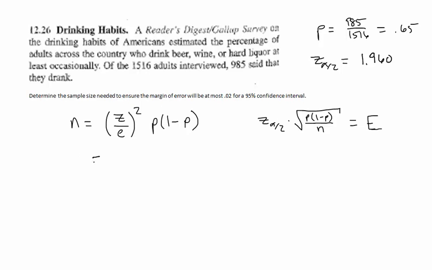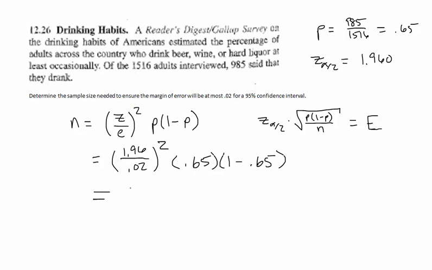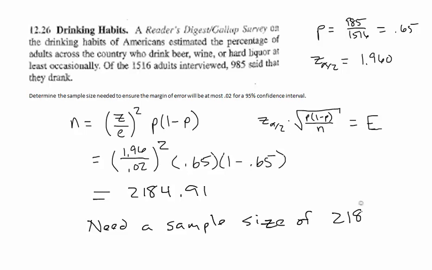So we have N is equal to 1.96 divided by E, which they want to be at most 0.02, squared times 0.65 times 1 minus 0.65. And when we calculate this, we get 2,184.91. And we always round up, so we need a sample size of 2,185.